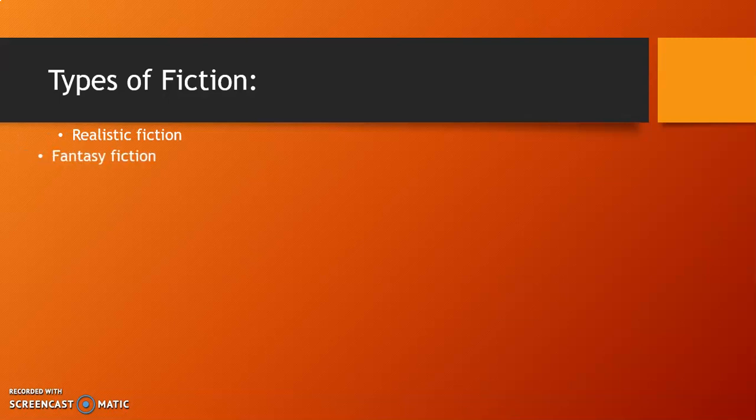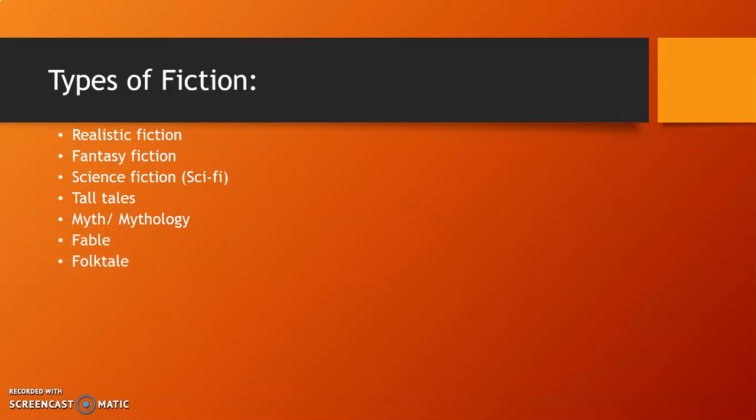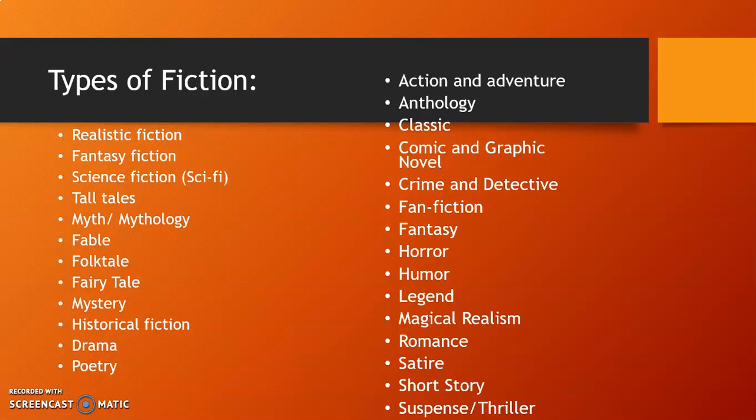So first type is, before we start the first type, there are some types: realistic fiction, fantasy fiction, science fiction, which is also called sci-fi, tall tales, myths, mythology, fable, folk tales, fairy tales, mystery, historical fiction, drama, poetry, and these are more subtypes of fiction. So we start our first type, realistic fiction.